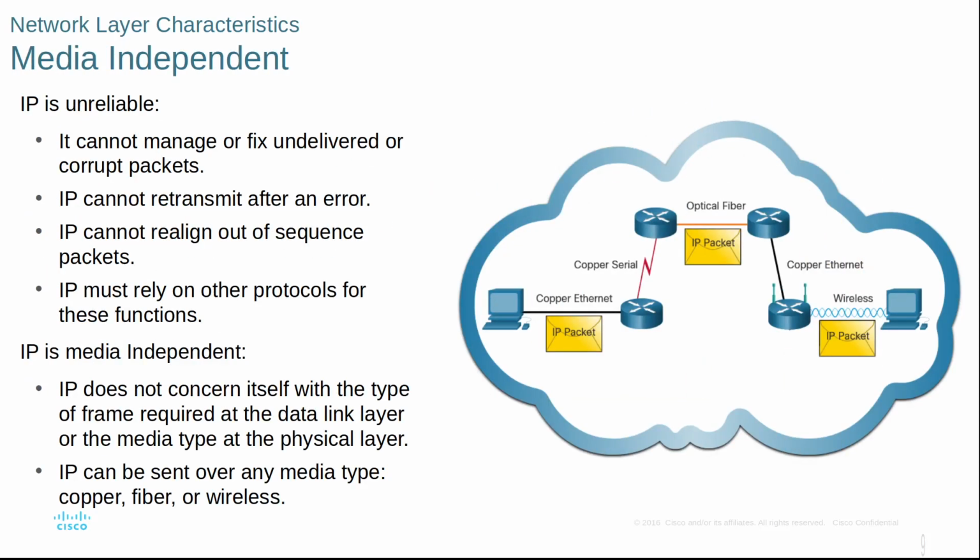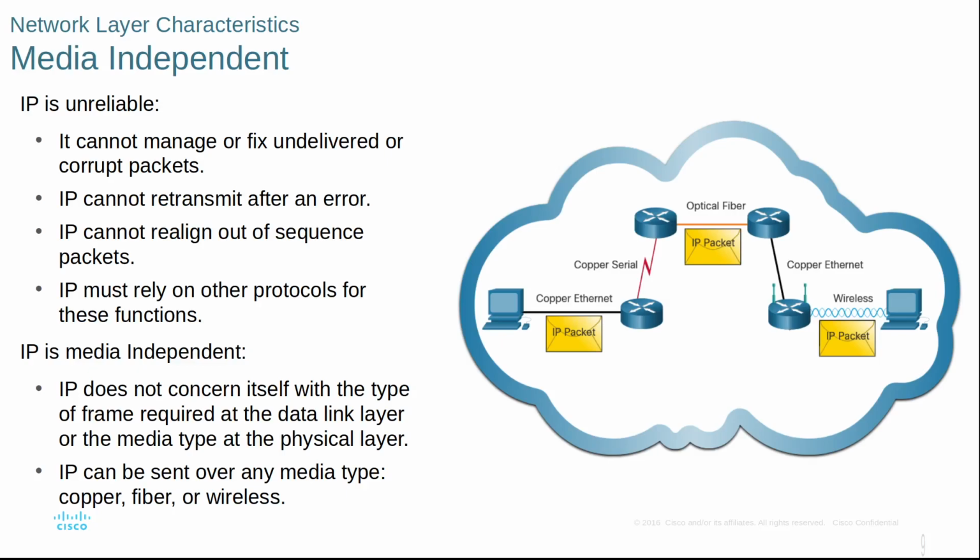It's unreliable because it can't track any of that stuff, right? Because there's no way for acknowledging whether packets were received. It can't manage or fix undelivered or corrupt packets because it has no mechanism to do so. It can't retransmit any data. It can't even realign them if they arrive out of sequence. Other protocols have to do that. TCP, right? I've mentioned that a few times now.